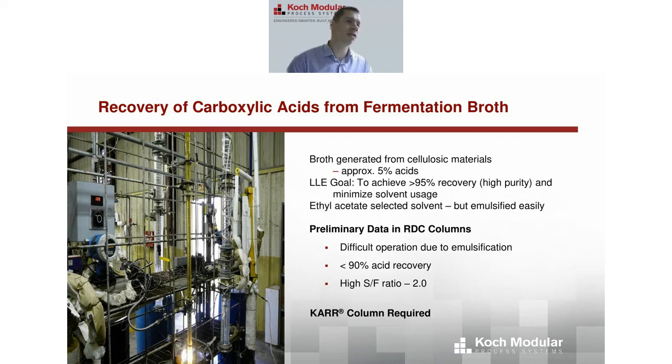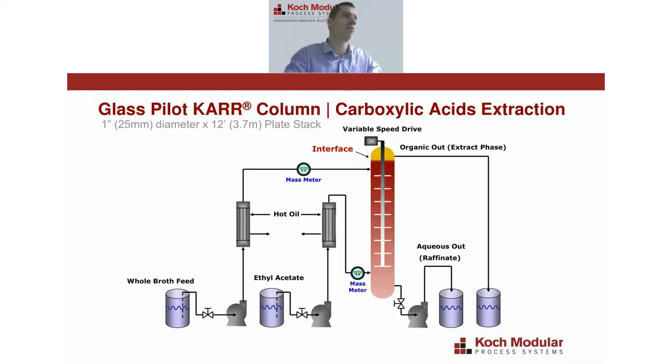So essentially, since this system had such a strong tendency to emulsify, we knew a Karr column was going to be required. And this is what our pilot setup looked like for this particular test program. It was a 1-inch diameter Karr column. The majority of the time when we test in a Karr column, it is 1 inch in diameter, and we can very confidently scale up from that.